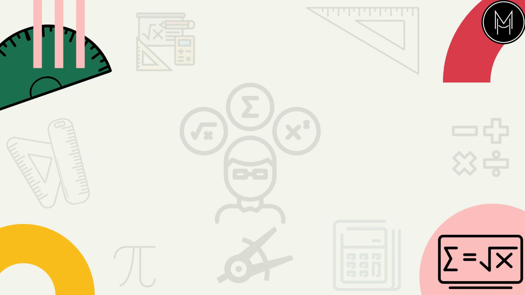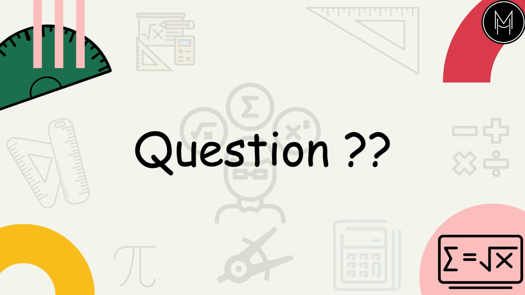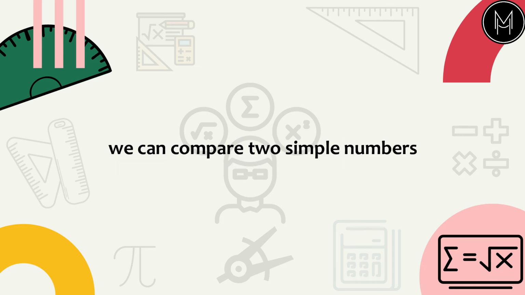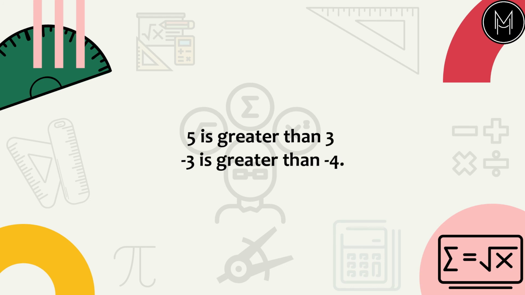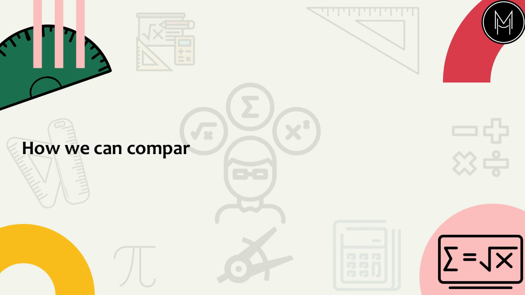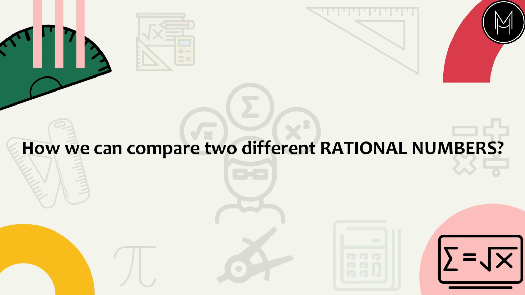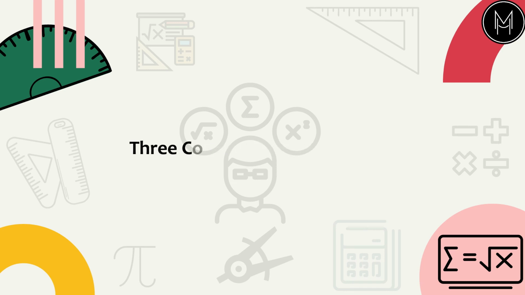Now at the end of this lesson I have an important question for you. It is very easy for us to compare two simple numbers, like we can compare 5 and 3 easily, and we can also compare -3 and -4, and easily say that 5 is greater than 3 and -3 is greater than -4. But how can we compare two different rational numbers? So guys, there are three conditions for comparison of two rational numbers, and I will explain those conditions in my next video. Thank you.